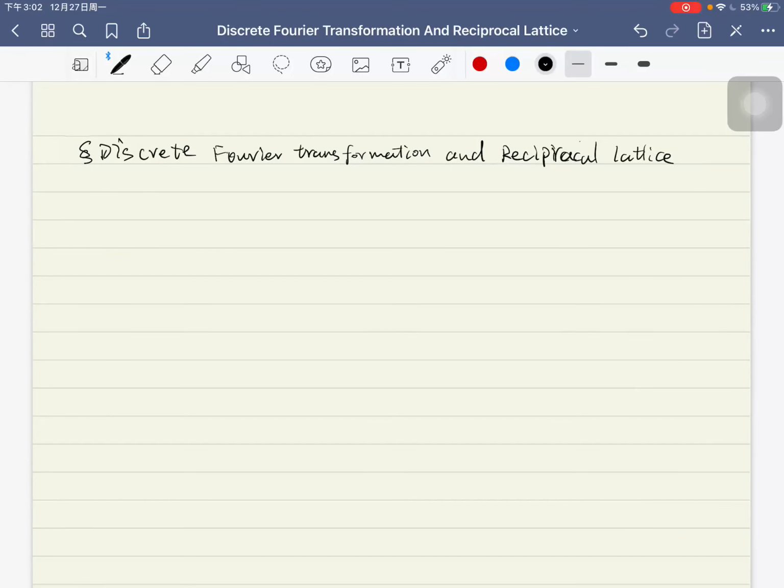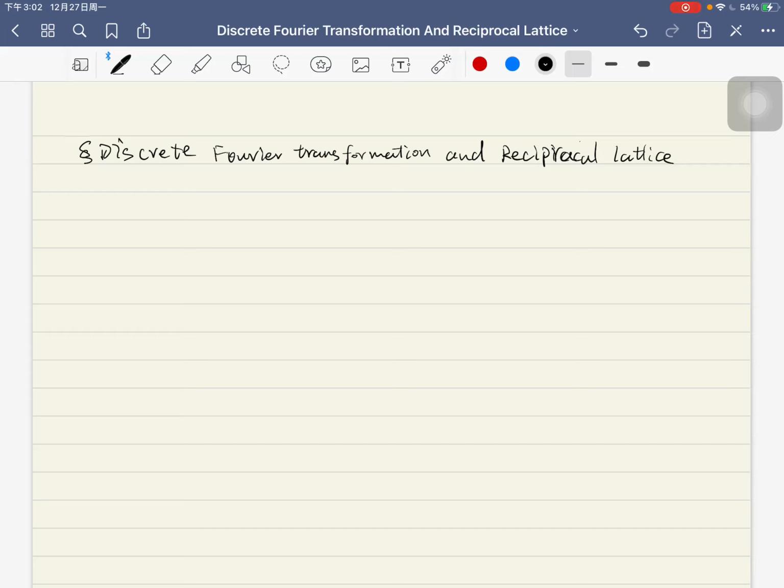Hello everyone. Today I want to give you some lectures on the discrete Fourier transformations and the reciprocal lattice. The reciprocal lattice is a very important part in solid-state physics. In many traditional textbooks, they only give you the definitions of the reciprocal lattice from the real space, but they never tell you why and what is the Brillouin zone.